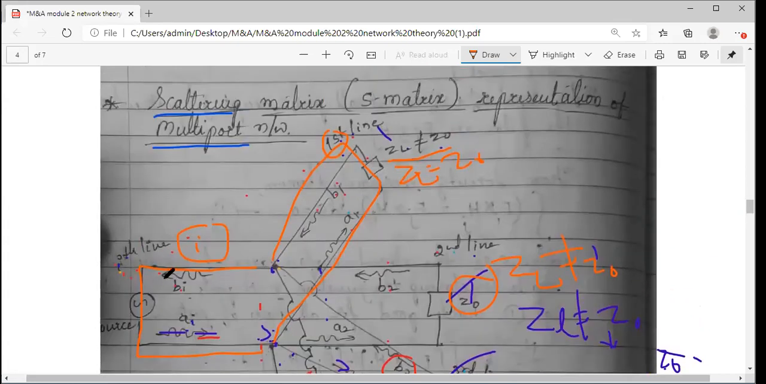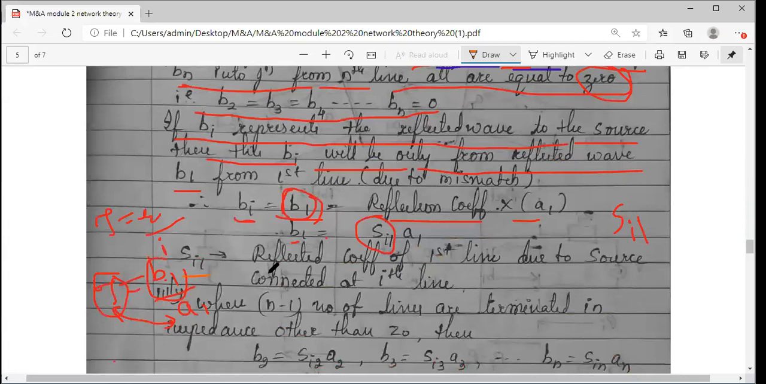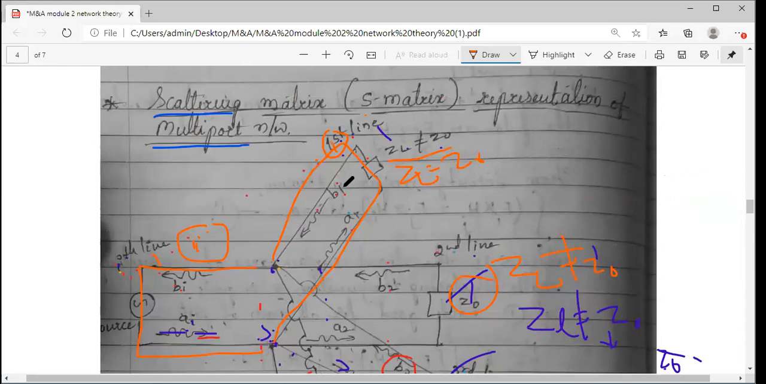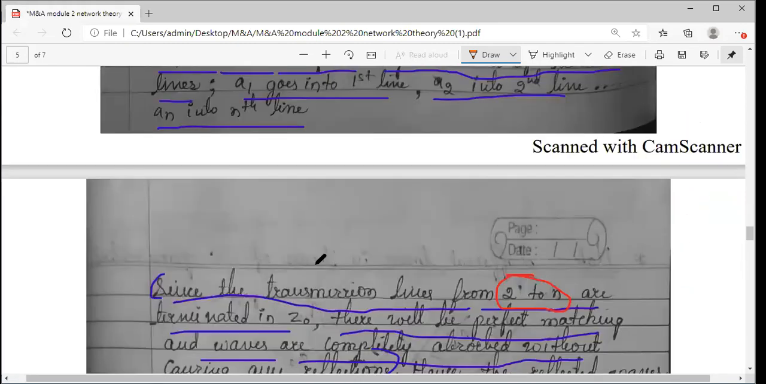So what is the first figure? The two-port network is I and the first line. So I1. So I is your source, 1 is your other port. So what is S I1? It is the reflection coefficient of this first line, due to the source connected at the ith line, I1, a pair of ports. Two ports are considered, I and first. I'm talking about the first combination. Let's go to the second, third, fourth, n different combinations.